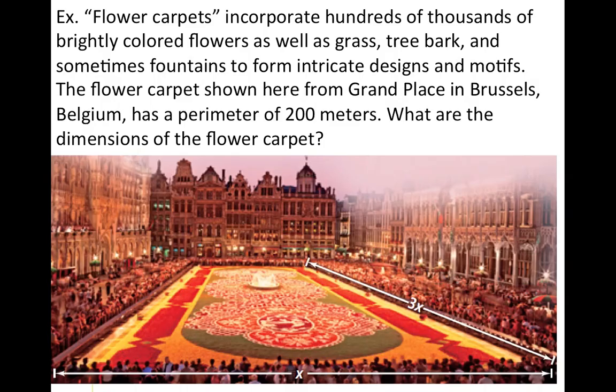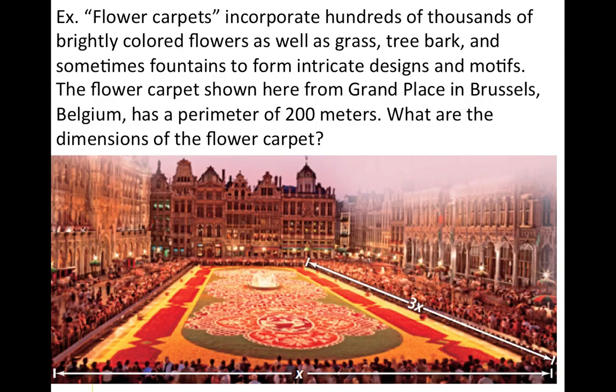This next example, we're talking about flower carpets. They incorporate hundreds of thousands of brightly colored flowers, as well as grass, tree bark, and sometimes fountains to form intricate designs and motifs. The flower carpet shown here from Grand Place in Brussels, Belgium, has a perimeter of 200 meters. What are the dimensions of the flower carpet?